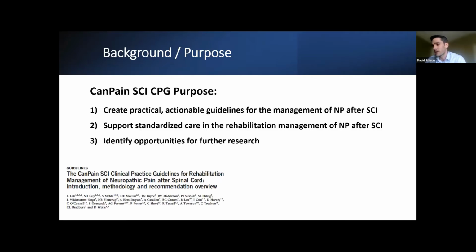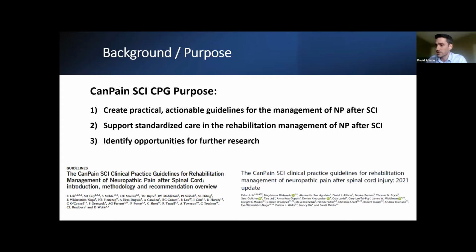One other thing I'll mention is that there are a couple of publications. I'm going to give an overview today on these guidelines, but if you'd like to dig deeper and get further information, we published our original guidelines back in 2016, available open access in the journal Spinal Cord. And then more recently, in 2021, we published an update to these guidelines, also available open access in Spinal Cord.